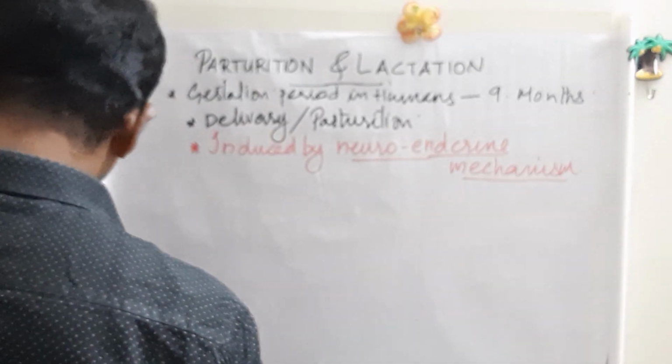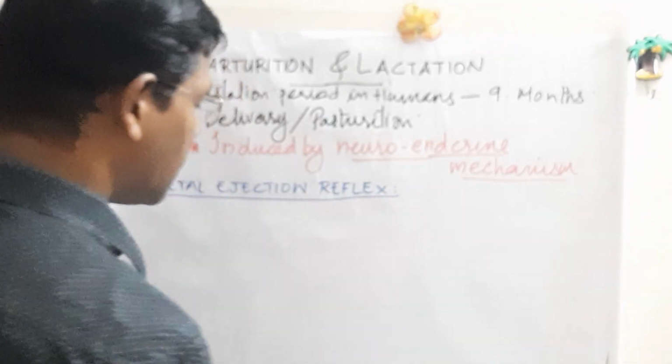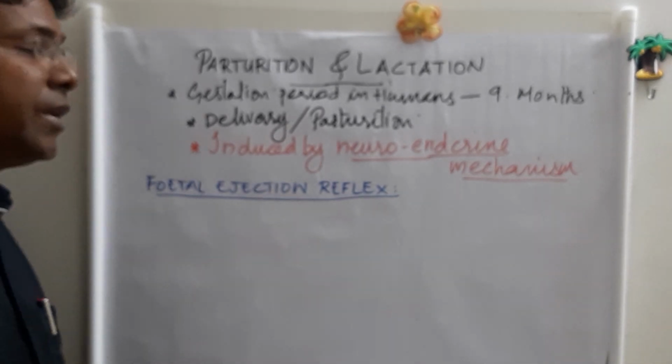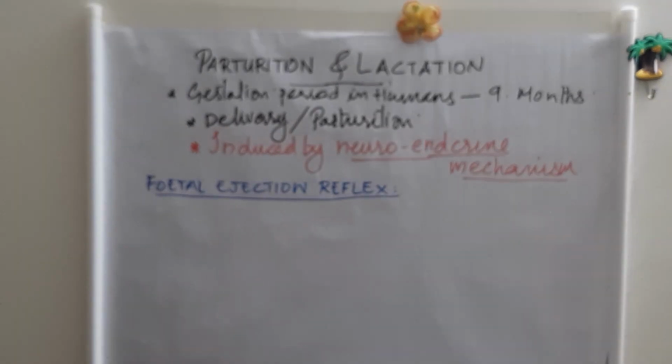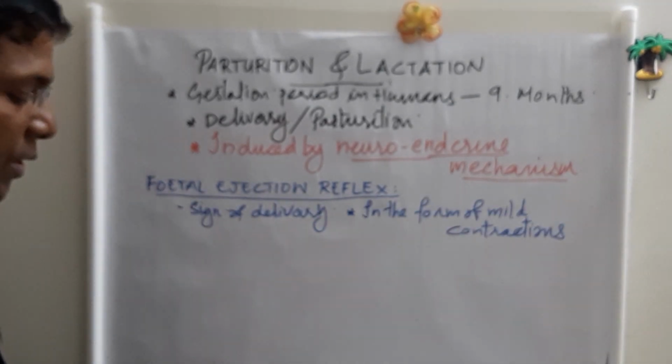First, it shows a phenomenon called fetal ejection reflex. What is fetal ejection reflex? It is a sign developed by the fully developed fetus and the placental hormones. The signals of parturition are initiated from the fully developed fetus and the placental hormones in the form of mild contractions. That is called fetal ejection reflex.